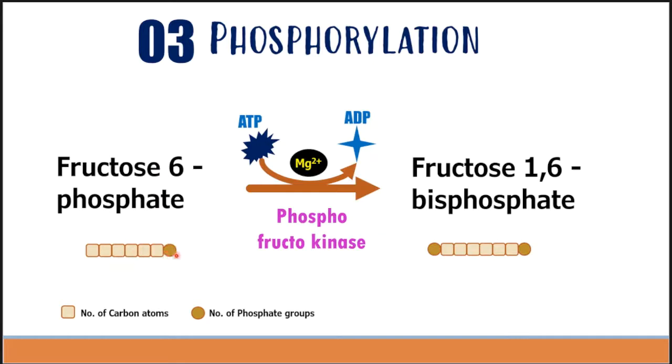And then the third step, again one more phosphorylation takes place, where fructose 6-phosphate, a 6-carbon compound with one phosphate group, becomes fructose 1,6-bisphosphate under the influence of the enzyme phosphofructokinase. Here, at position number 1, one more phosphate is added by ATP, which becomes ADP, and here also magnesium acts as a cofactor.